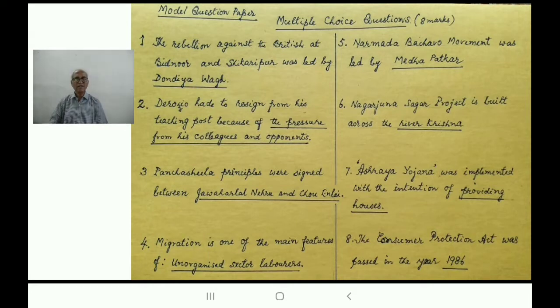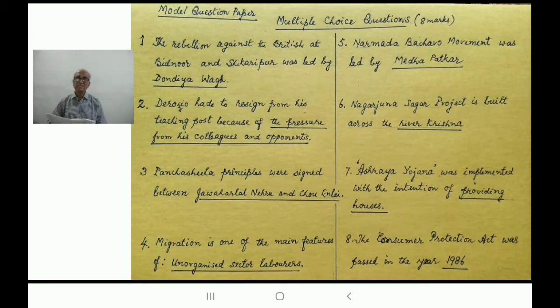Those who were for Derozio and those who opposed him, both these groups were very particular that Derozio should resign his post of professorship in the university and come out. Those who were for Derozio were perturbed by the attack of the opponents, and those who opposed him naturally wanted him to resign. So almost all his friends and opponents insisted that he should resign. So the answer is A, the pressure from his colleagues and opponents, that I have underlined.